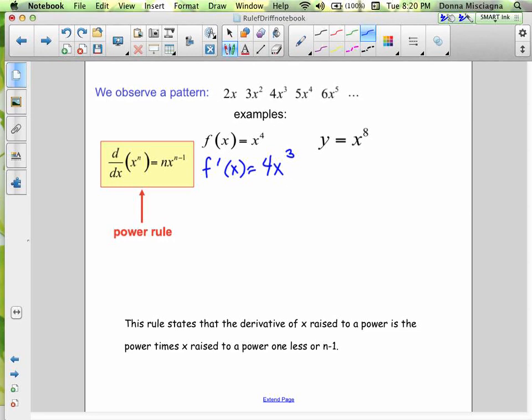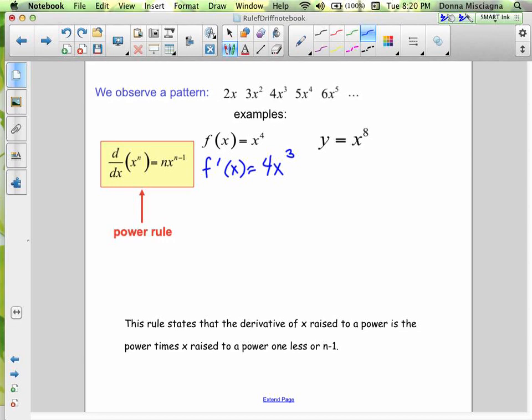Right? So for our power rule, d dx stands for take the derivative. If you take the derivative of a variable raised to a power, using the limit definition, that power is going to end up being the coefficient, and your exponent is going to be reduced by 1. So the rule states that the derivative of x raised to a power n is n times x raised to a power 1 less, or n minus 1.